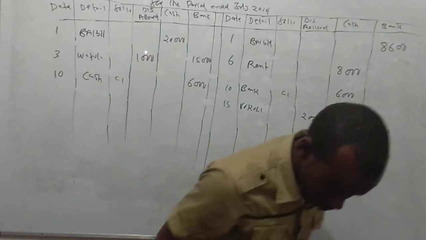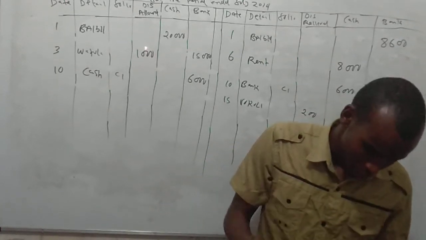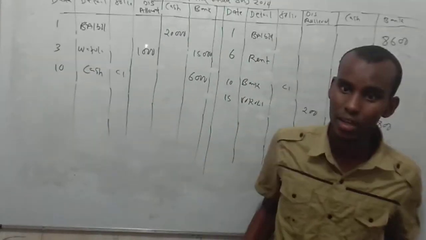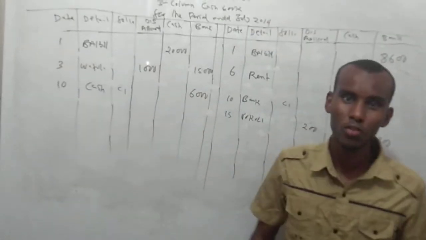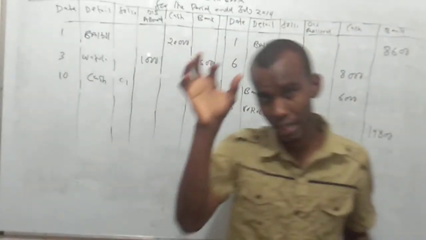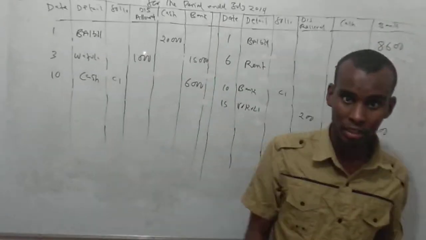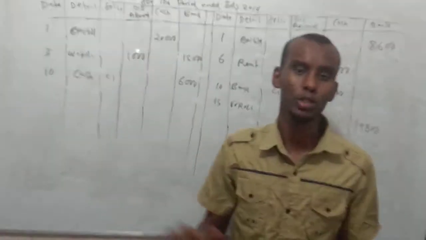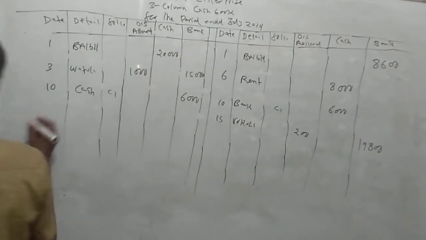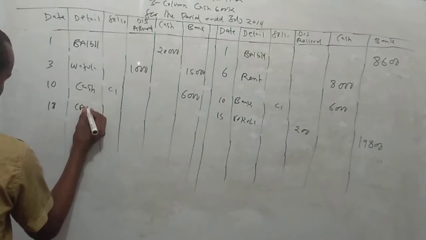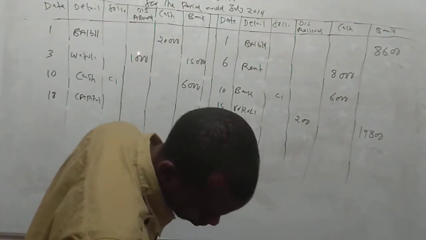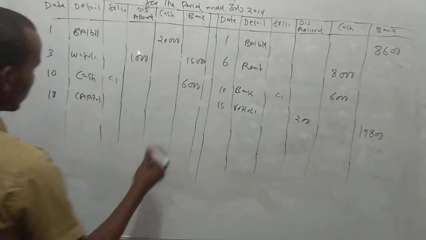After 15th, we have 18th. Deposited 28,000 in the bank from a private source. It means this is capital from a private source, so there's no contra entry here. This is different from when you are depositing money from the cash business account, which is a contra entry. But if it is from private, it's capital. So on 18th, we deposited capital of 28,000 by check.